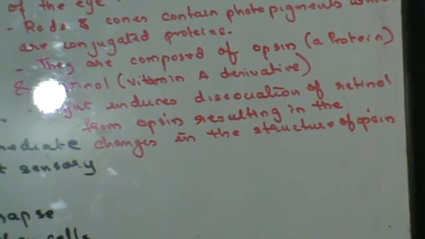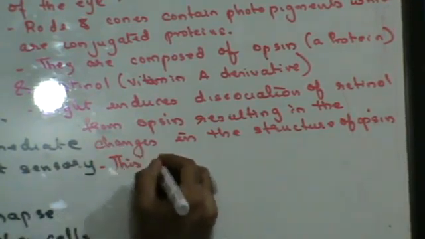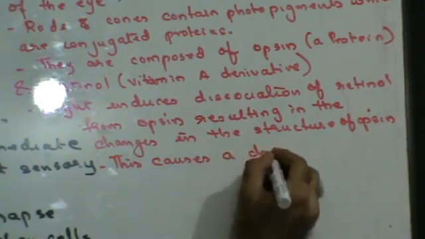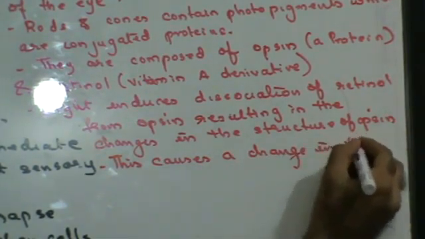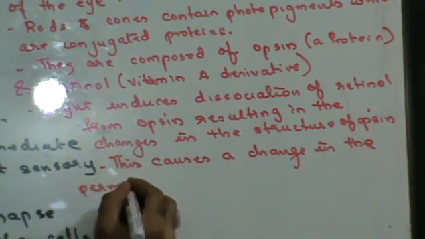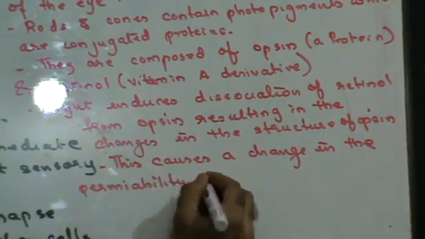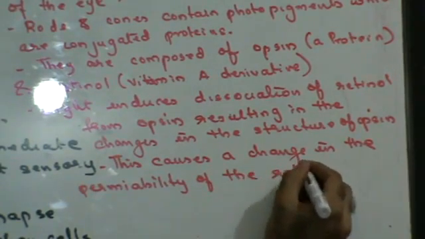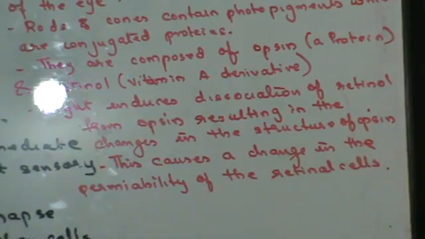This causes a change in the permeability of the retinal cells, right? As retinol separates out from the opsin, the permeability of the retinal cells changes, right? This generates an action potential which is then carried by the bipolar neurons.